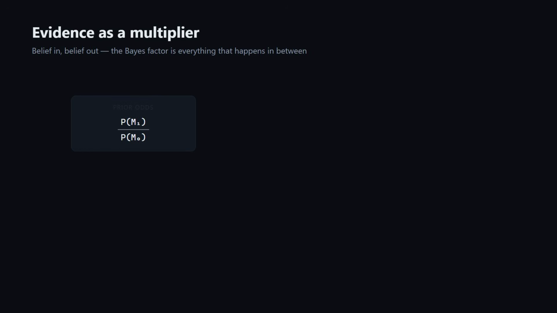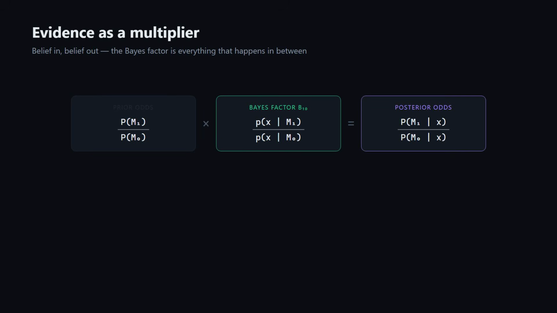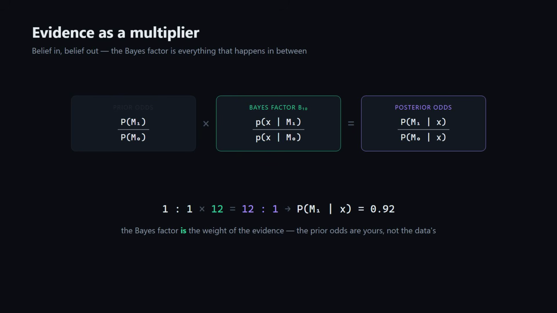Start with odds. Before seeing data, you have prior odds on the two models. The Bayes factor is the ratio of how well each model predicted the data you actually observed. Multiply, and you get the posterior odds. The Bayes factor is exactly the weight of the evidence.